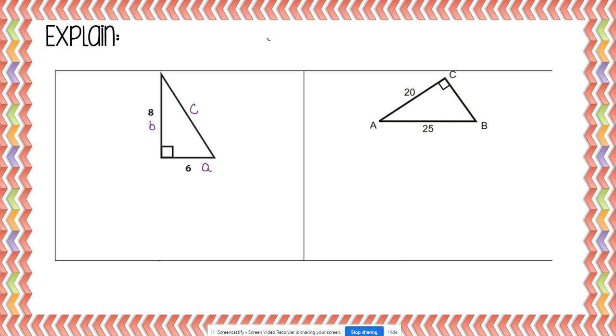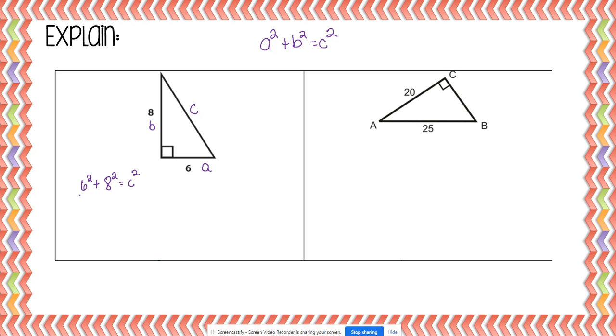We remember that the Pythagorean theorem is a squared plus b squared equals c squared, or leg squared plus the other leg squared equals the hypotenuse squared. I'm going to just plug into my formula. So A is 6, so I'm going to say 6 squared, plus B is 8, so 8 squared, equals C, which is what I'm looking for, so C squared.